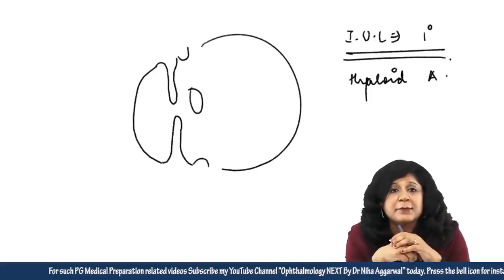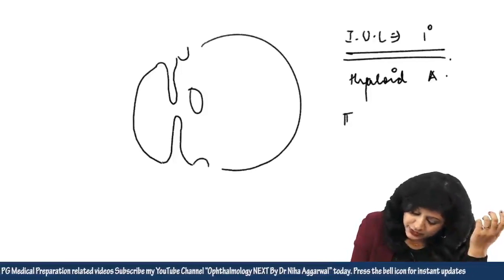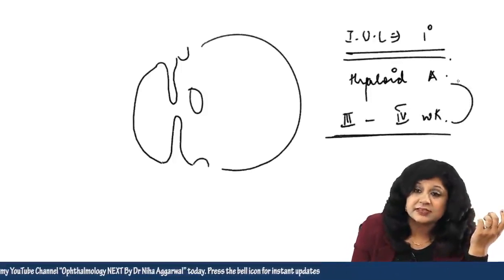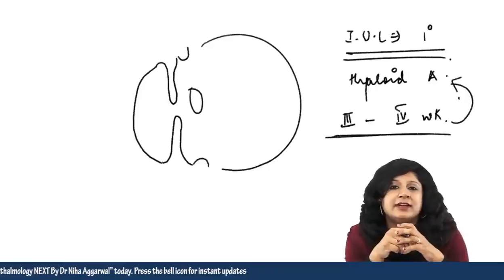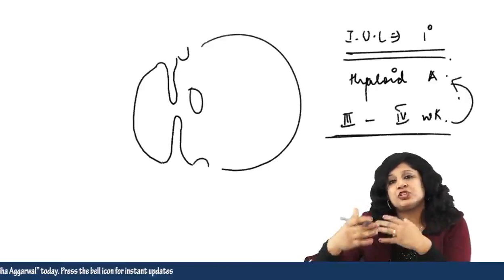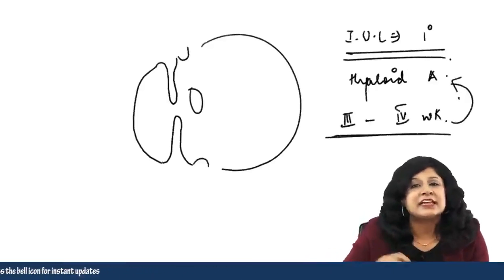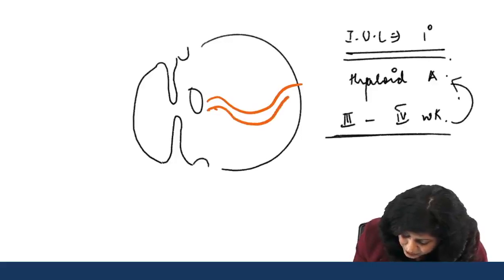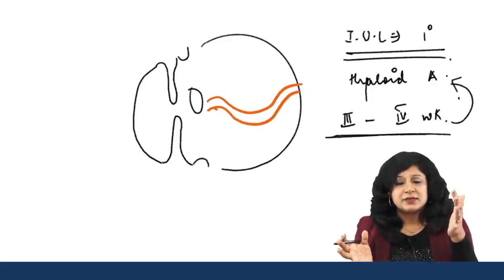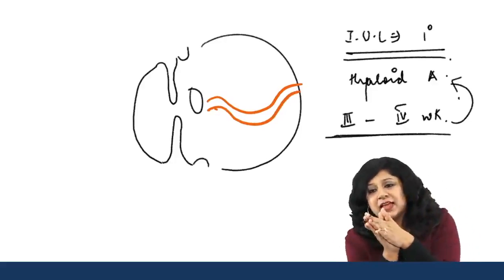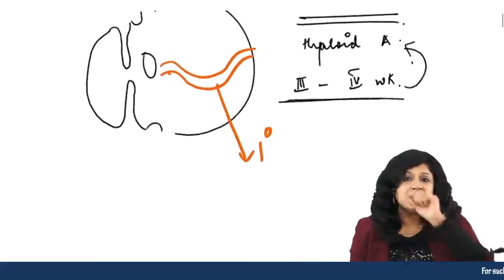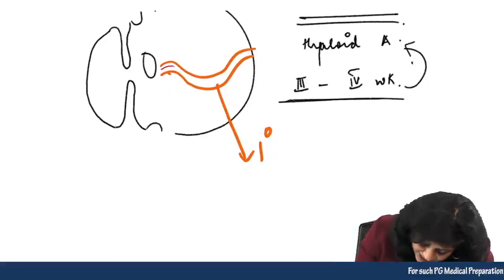Now what happens, around the 3rd to 4th week of intrauterine life, there is regression of the hyaloid artery, and therefore we have to change the primary vitreous to the secondary vitreous. It starts concentrating inside a canal. The primary vitreous starts compressing and remains only inside this canal.